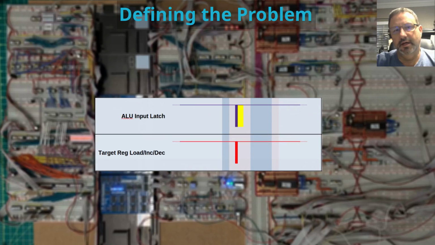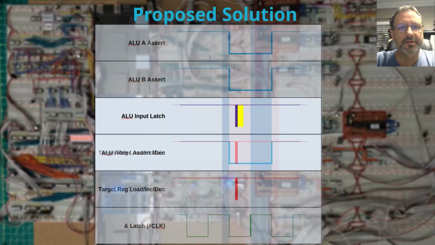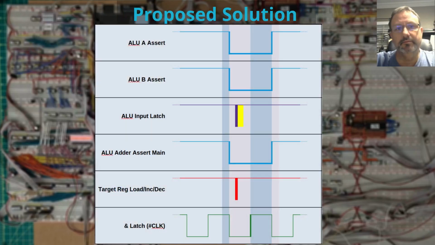It boils down to timing. If the inputs are latched at the exact same time as the register is loaded, and that is committed with the rising edge of that load signal, then there's no time for the ALU to actually compute its output, and it's going to latch the previous result, which is what I'm observing. At this point, you're probably saying, that's great, Adam. How are you going to fix it?